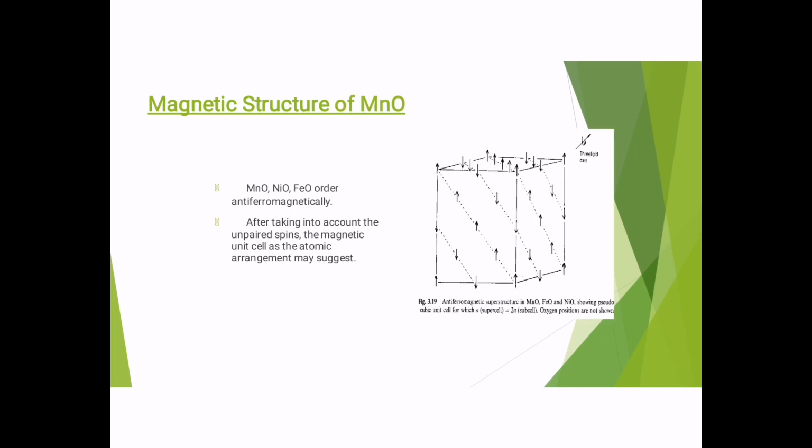The magnetic structure of manganese oxide is shown in figure 3.19, showing the antiferromagnetic superstructure of manganese oxide, ferric oxide and nickel oxide, with the pseudo cubic unit cell for which it is a supercell and subcell. Subcell oxygen positions are not shown in the diagram. Manganese oxide, nickel oxide and ferric oxide order antiferromagnetically. After taking into account the unpaired spins, the magnetic unit cell is larger than the atomic arrangement may suggest.